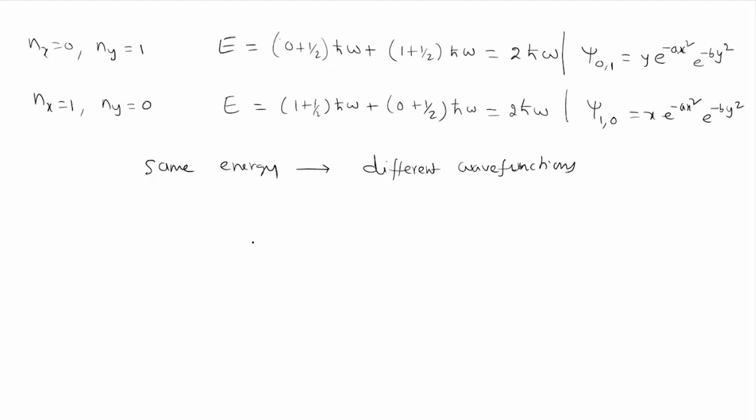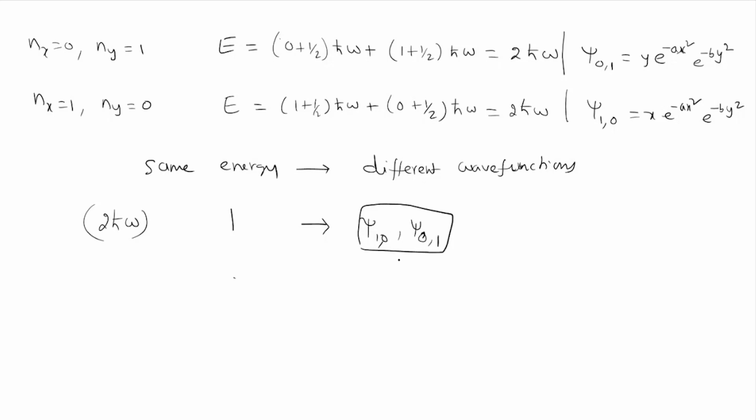Right? Actually, on the energy side, there is one energy value, which is 2 ħω. This is the value. It's one energy. One value for energy. But the wave functions, there are two different wave functions. So it's like one energy mapped to two different wave functions.